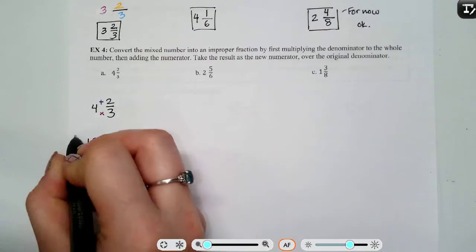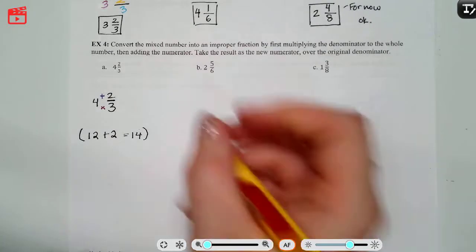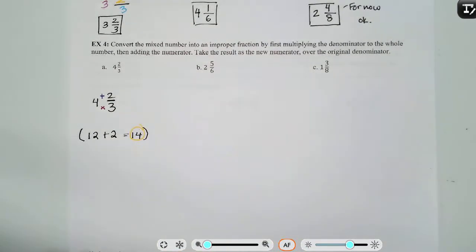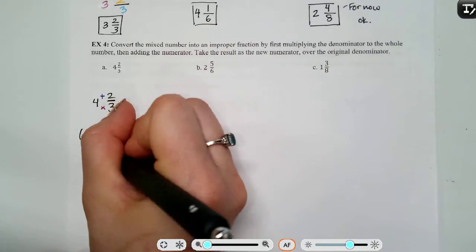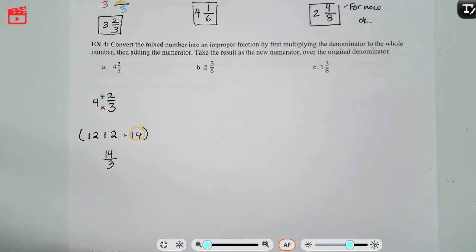So this is just some scratch work real quick here. So 14 is my new numerator. Okay, so we have 14/3 is our improper fraction.